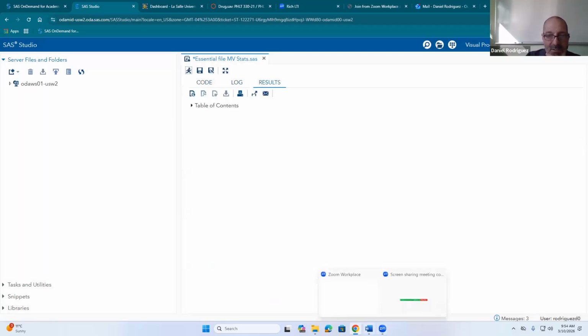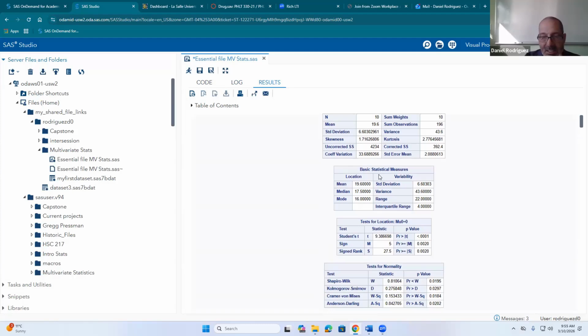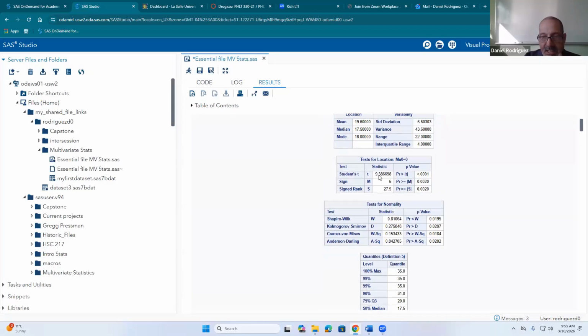So we need them for each level of drug. All right, so this is drug equals 1. So this is Sunday, drug equals 1, whatever that is in this case here. We'll take a look at that.